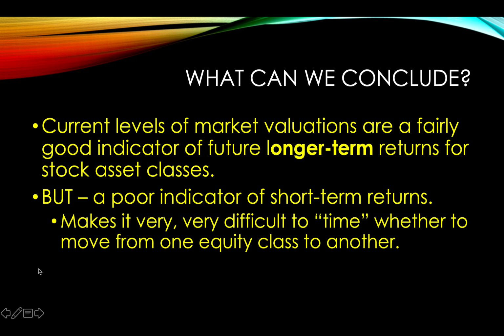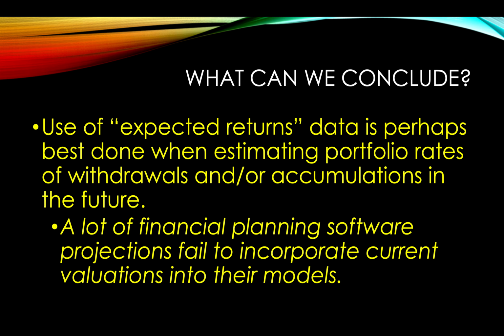All right. So what can we conclude from all this? Current levels of market valuations are a fairly good indicator of future long-term returns for stock asset classes, but they're really a poor indicator of what's going to happen next week, next year, even over 3 years, 5 years, or even 7 years. It's really when we get out to 10 years or longer that we have pretty good predictive power. Not certain predictive power, but pretty good predictive power.